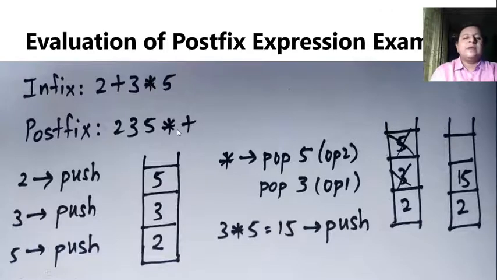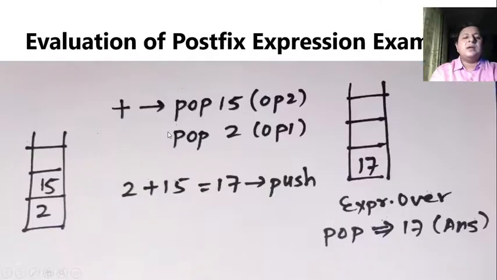And now we're going to move ahead. We've gone up to multiplication. Obviously the next one is plus. So for plus again I pop as OP2, which is 15. Pop 2, which is OP1. I apply plus: 2 plus 15 is 17. And which will be pushed onto the stack.